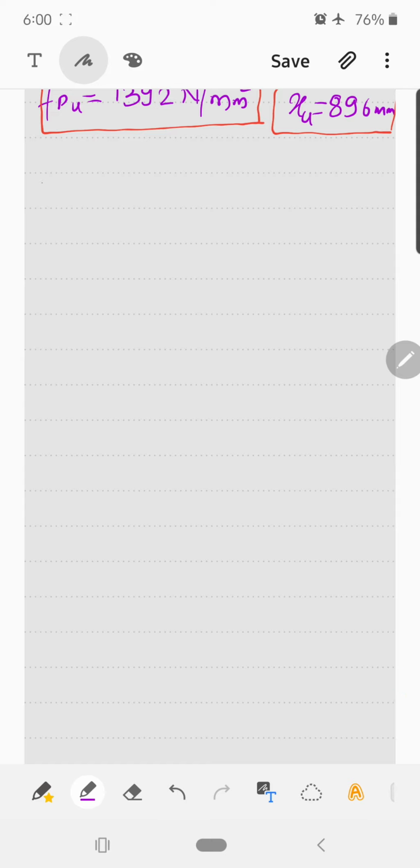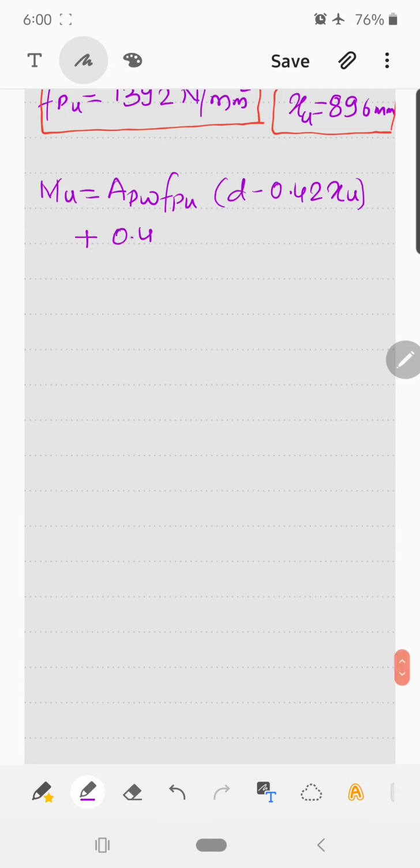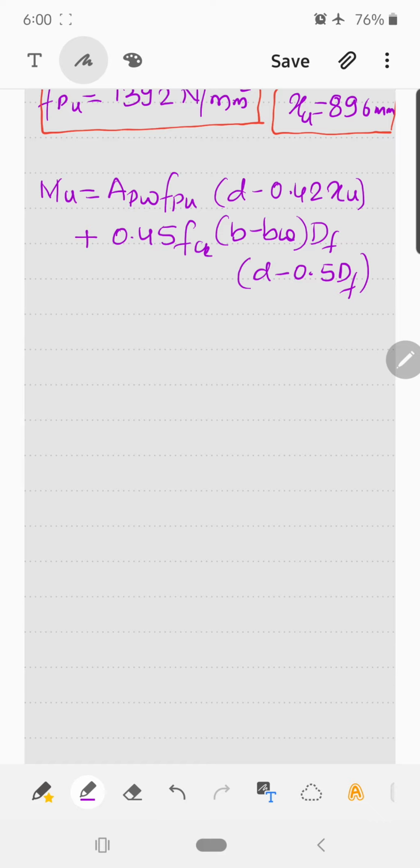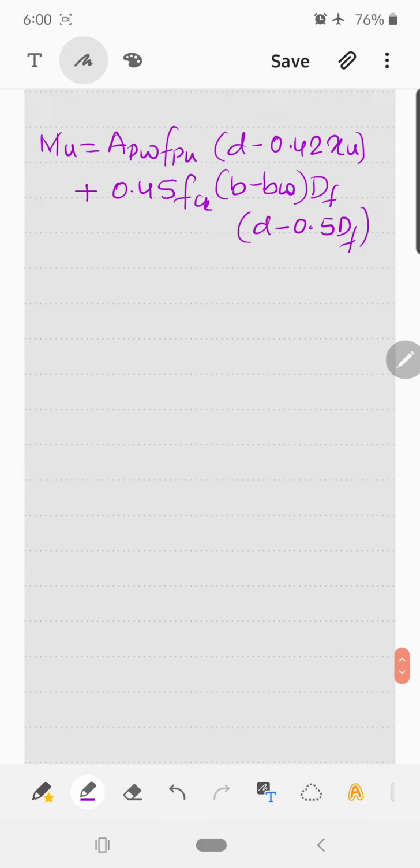Now knowing FPU and XU, the moment of resistance for the flanged section is Mu equal to the equation: APW FPU into D minus 0.42 XU plus 0.45 FCK into B minus BW into DF into D minus 0.5 DF. This is the equation for moment of resistance for the flanged section.